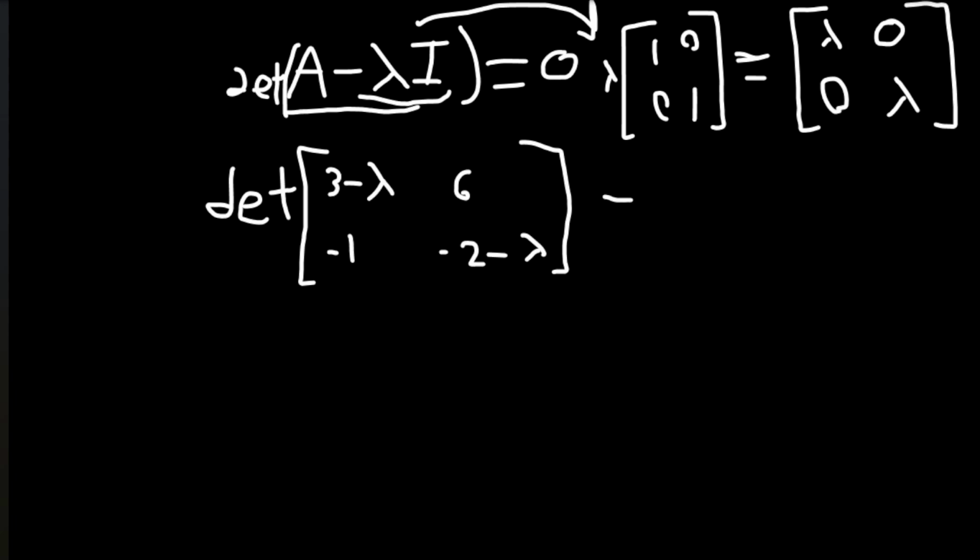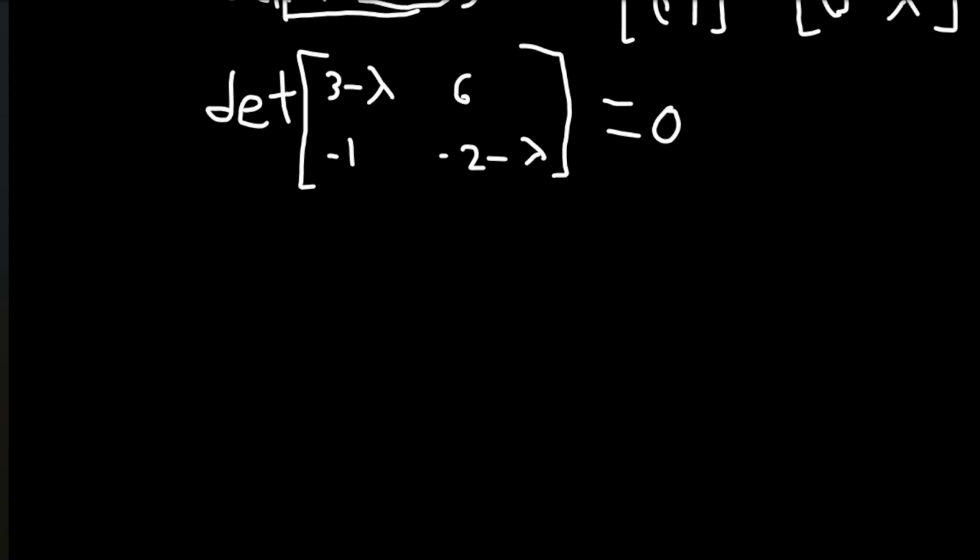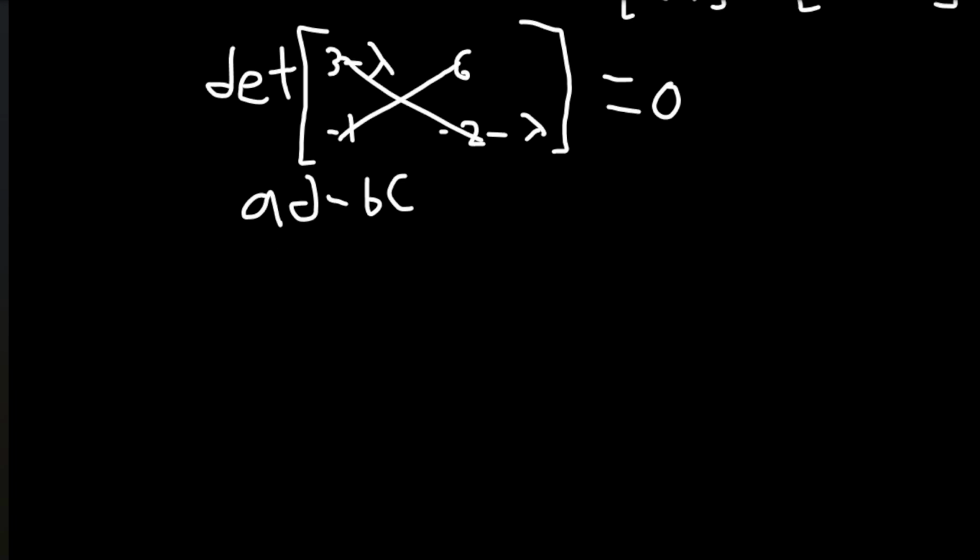Okay, now we want to find the determinant and set this equal to 0. To find the determinant, we're going to use our rule, AD minus BC. So we're going to go here, and then we're going to go backwards. This is for a general matrix where our matrix is A, B, C, D. So this is the rule we're using.